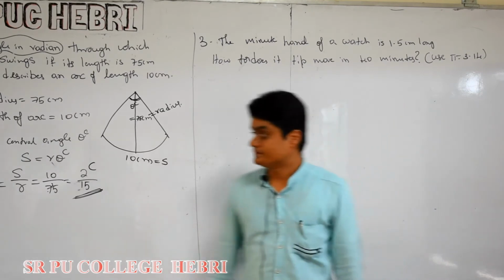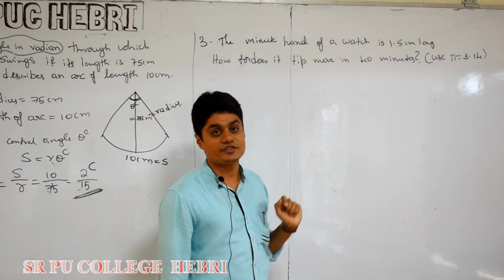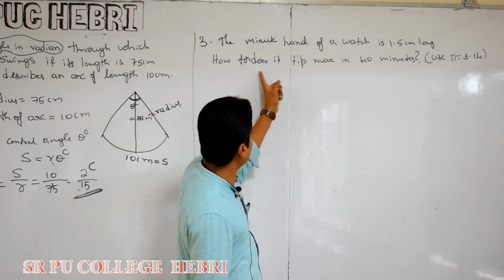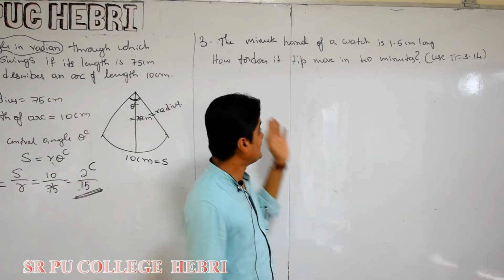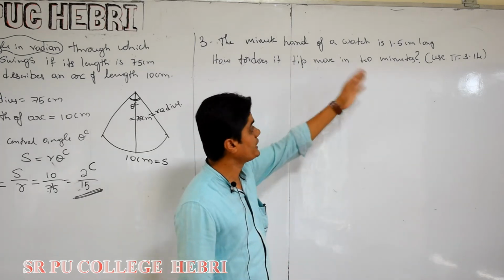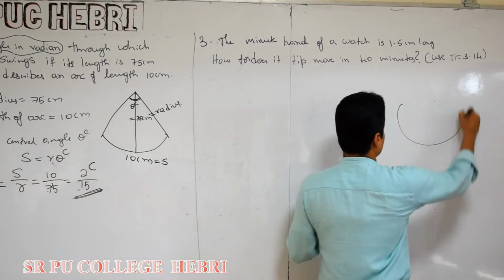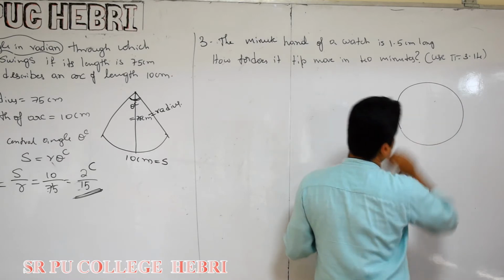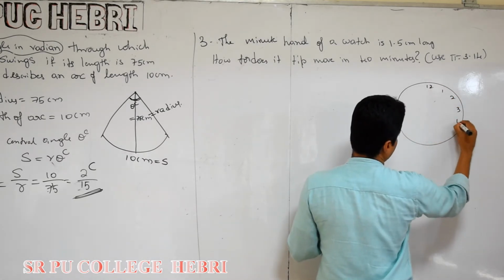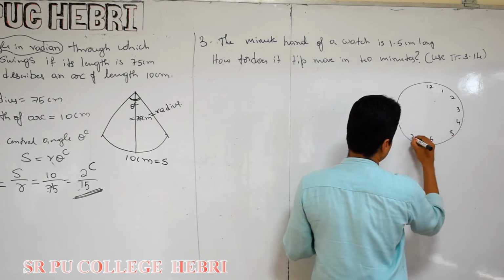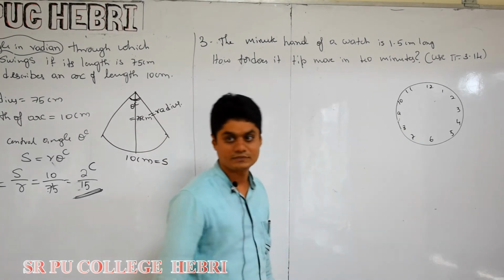Okay, read the question. The minute hand of a watch is 1.5 centimeter long. How far does its tip move in 40 minutes? Okay, draw one clock diagram. It should be in a circle form, not square. Remember that. 12, 1, 2, 3, 4, 5, 6, 7, 8, 9, 10, 11 and last 12.